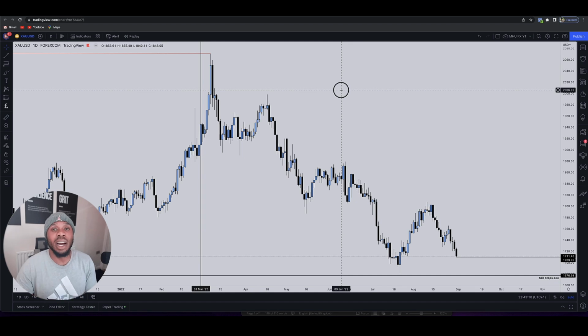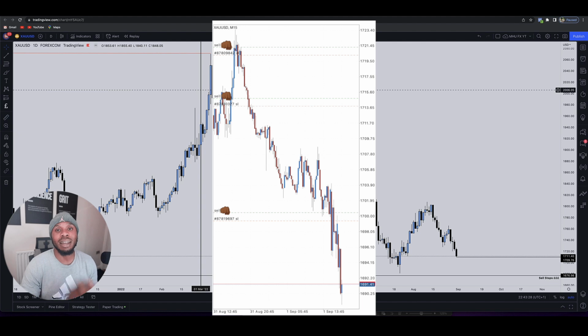I'm going to be breaking down what exactly I'm seeing on gold right now. I'm going to be going in detail, going in depth on this, and then I'm going to share with you guys a trade that I took on gold. I'm going to be breaking down everything you need to know about that trade. So let's get right into it.